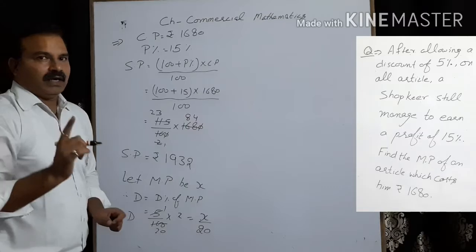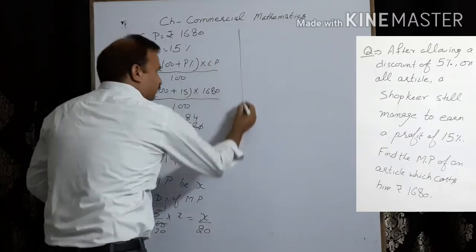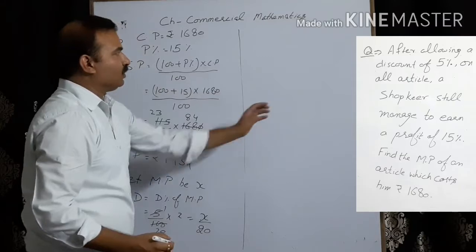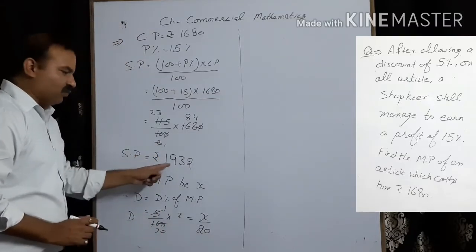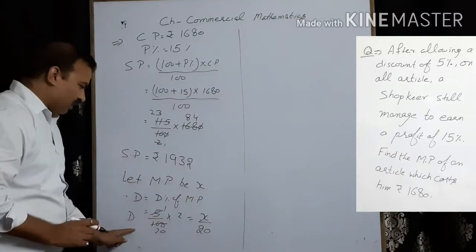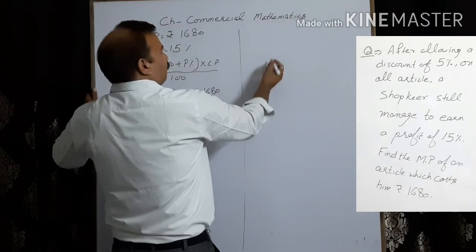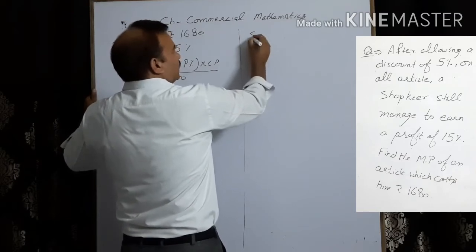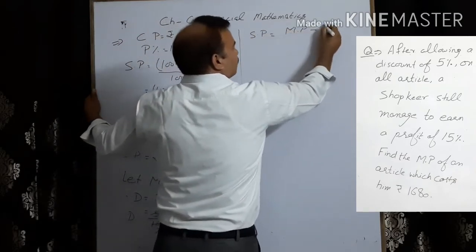Fine. Now, you remember the formula. I'm just marking a line here. I'll do the right side. Now what do we have? We have a selling price that is 1932. We have a mark price that we have assumed is x. And we have a discount that is x by 20. And now what's the formula? Formula is selling price is equal to mark price minus discount.